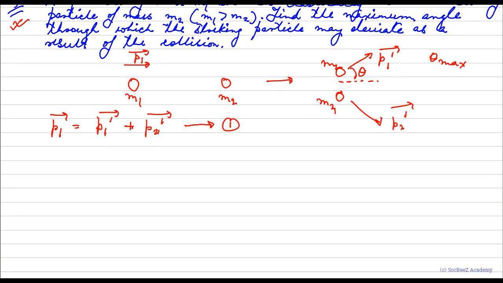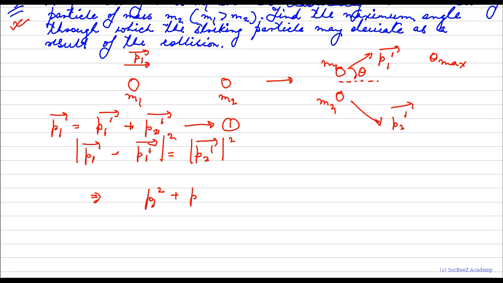So this can be written as p1 vector minus p1 dash vector equals p2 dash vector. If I take modulus on both the sides and square it up, I'll get p1 square plus p1 dash square minus 2 p1 p1 dash cos of theta equals p2 dash square, where p1 dash and p2 dash are the moduli of the individual momentum vectors. So let's say this is my second equation.